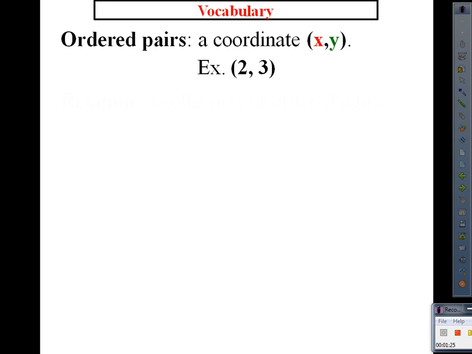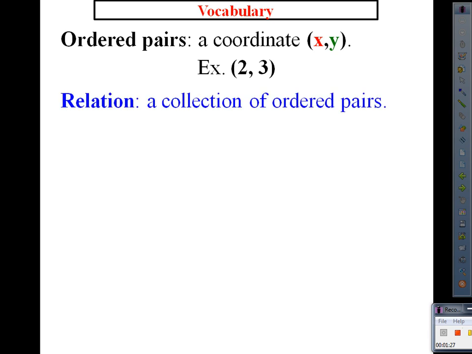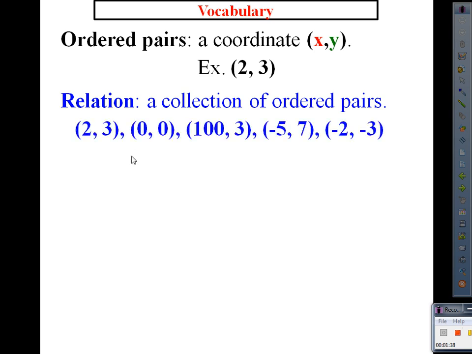Next vocabulary. A relation. A relation is a collection of ordered pairs. So if I was to start asking all of you to give me an ordered pair here, here, here, and I put them all together, what is that called? A relation, kind of like this. All these ordered pairs together make up a relation. Does that make sense so far? Is it coming back? Kind of, sort of? All right.